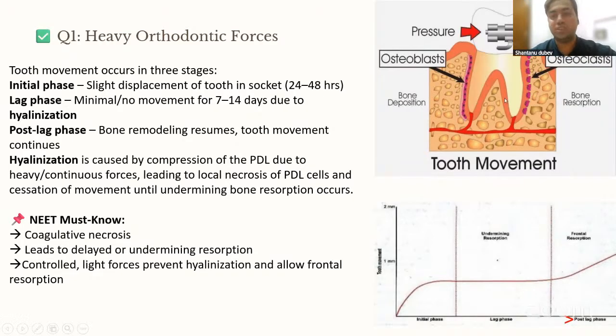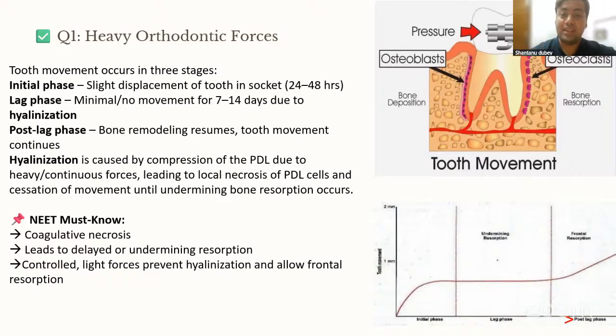Well, the answer is pretty simple. We understand that PDL also contains the blood supply. Now imagine you have put so much pressure that the entire PDL gets destroyed. It gets totally compressed, so the blood vessels inside also get compressed. And if there is no blood, there is no oxygen. Of course, there is cell death.